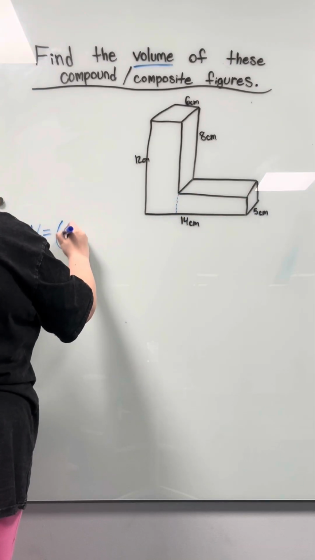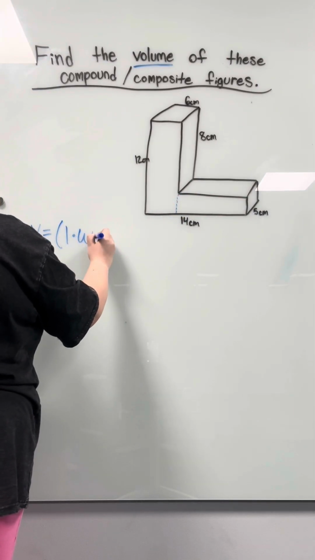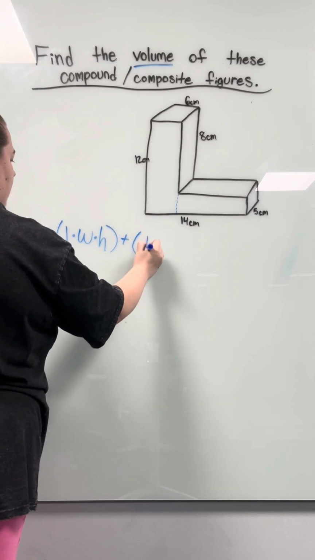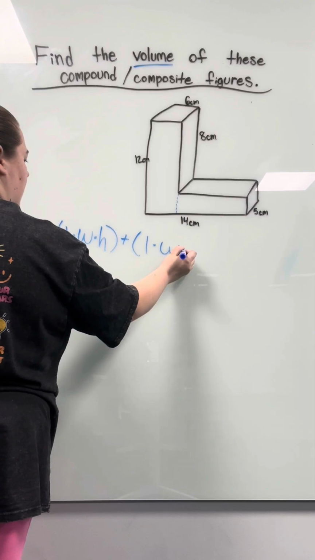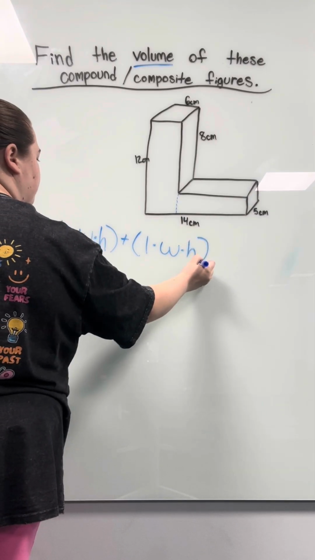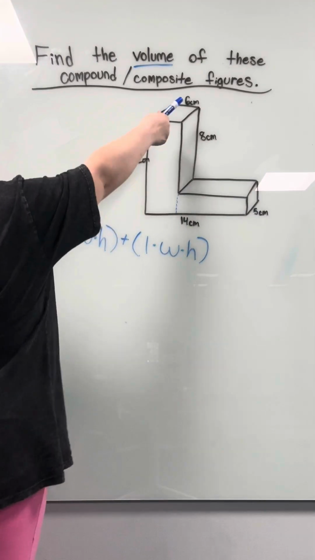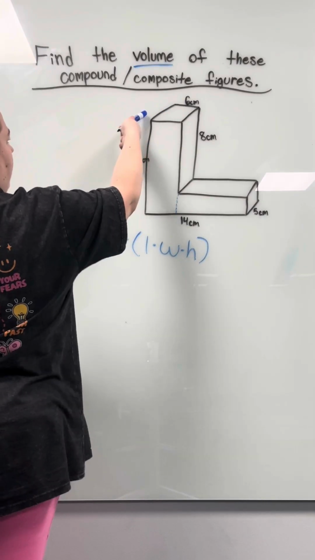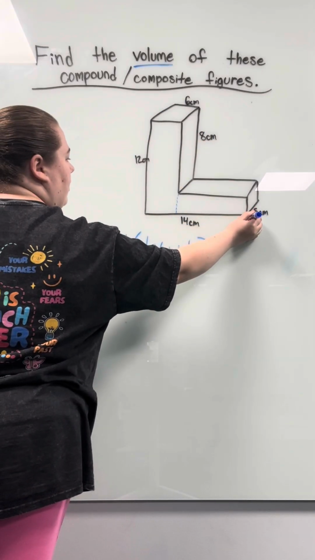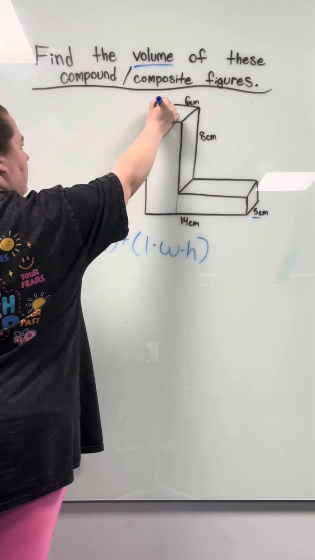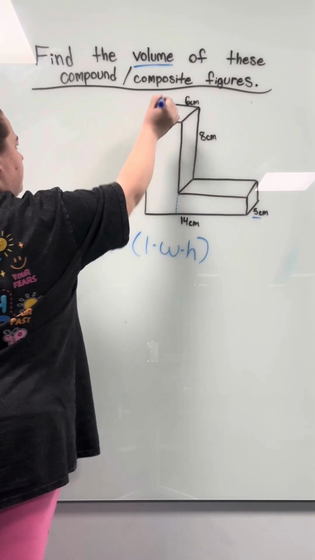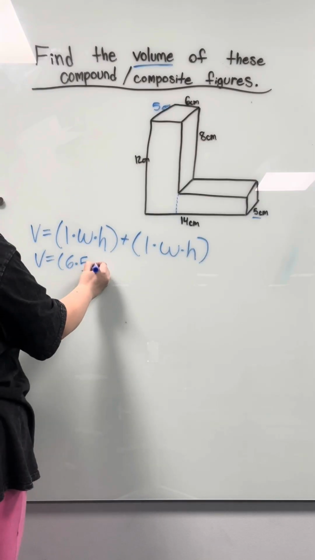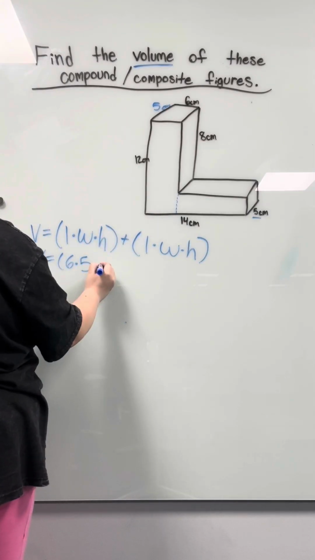So it will be length times width times height plus the length times the width times the height of our other prism. So the length of our base here is 6. 6 times the width is going to be the same as the width over here because that didn't change when we cut it. So that is still 5 centimeters. So 6 times 5. Our height of this figure is 12.